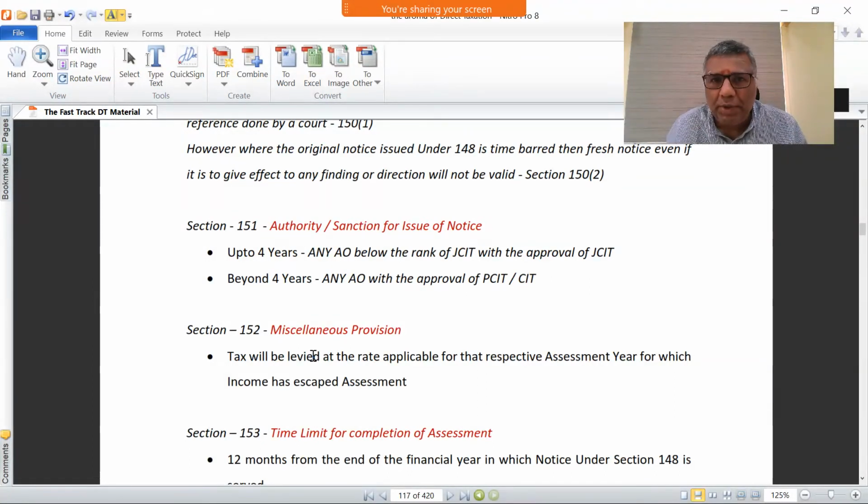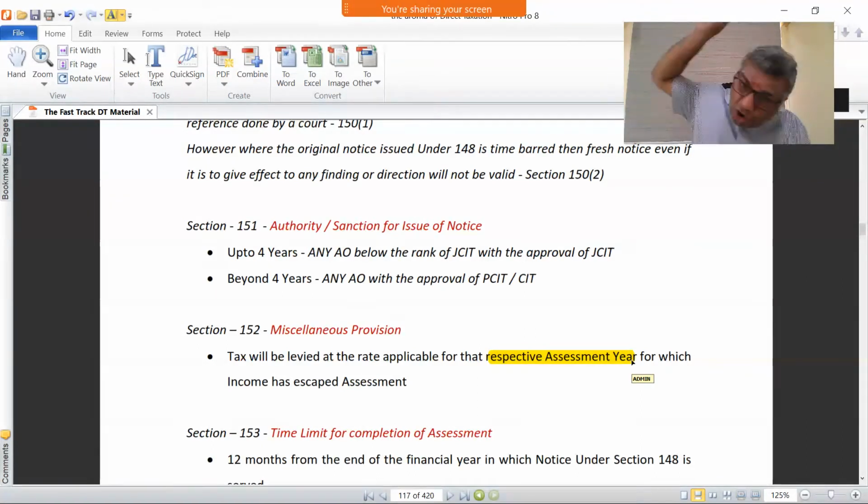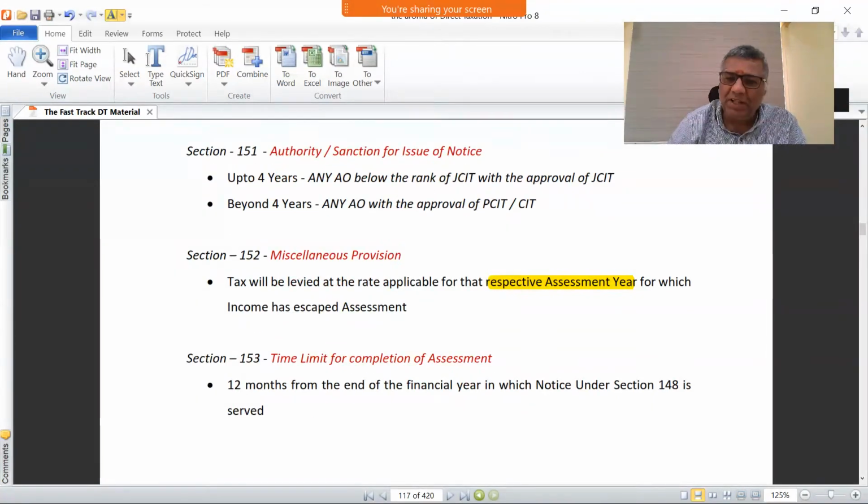Today you are issuing notice for 2014-15, 2015-16. Is it taxable at the rates prevailing in 2021, or is the tax to be levied at the rates prevailing in 15-16? Tax will be levied at the rate applicable for the respective assessment year for which income has escaped assessment. And 153 says within 12 months complete the assessment.